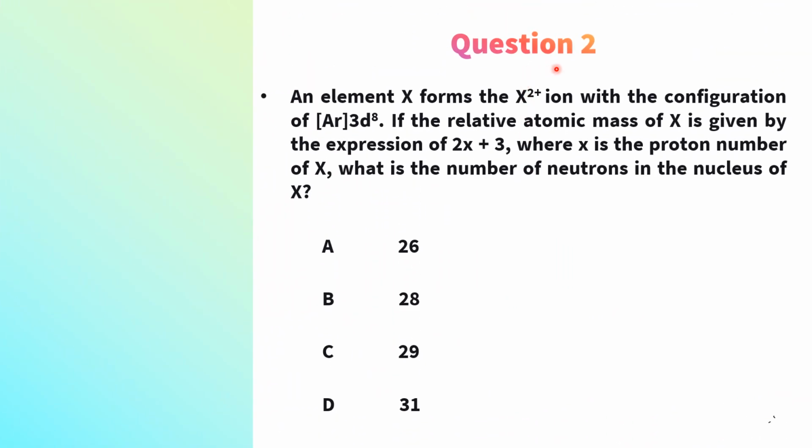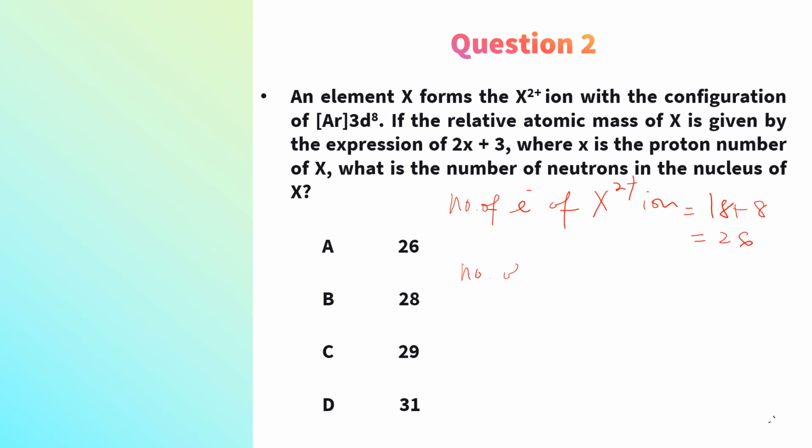Now let's look at question 2. An element X forms an X2+ ion with the configuration of argon 3d8. If the relative atomic mass of X is given by the expression 2x plus 3, where x is the proton number of X, what is the number of neutrons in the nucleus of X? Okay, so first we look at the number of electrons of the X2+ ion. So it's equal to 18, the number of electrons of argon, plus 8, so it's 26.